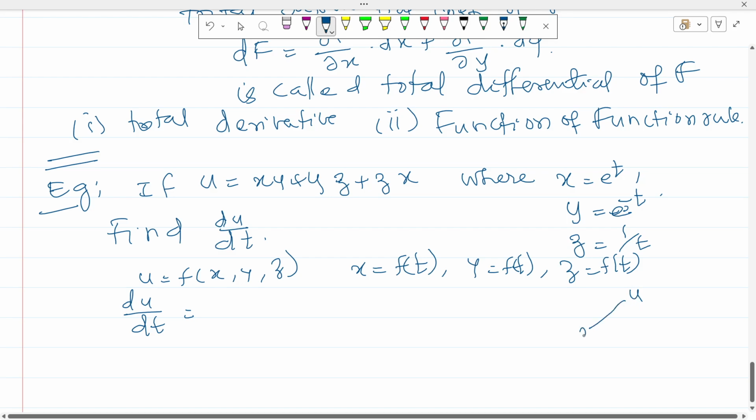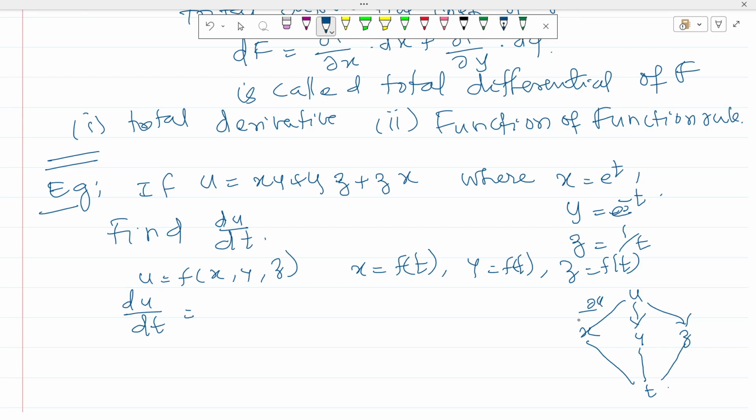u is a function of x, y, z, and x, y and z all are functions of t. So ∂u/∂t means we can find ∂u/∂x, ∂u/∂y, ∂u/∂z. Here you can find dx/dt, dy/dt, dz/dt. So what is du/dt here?